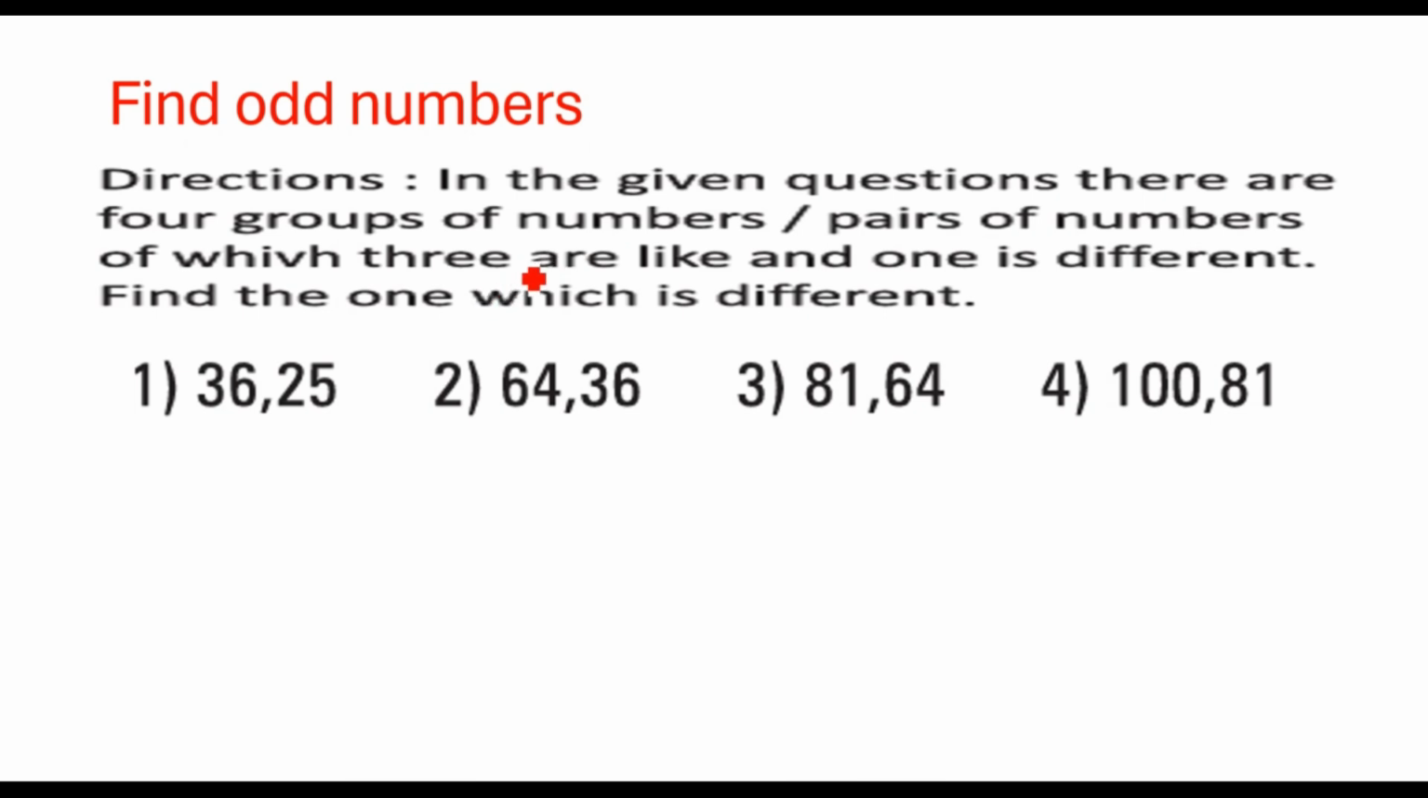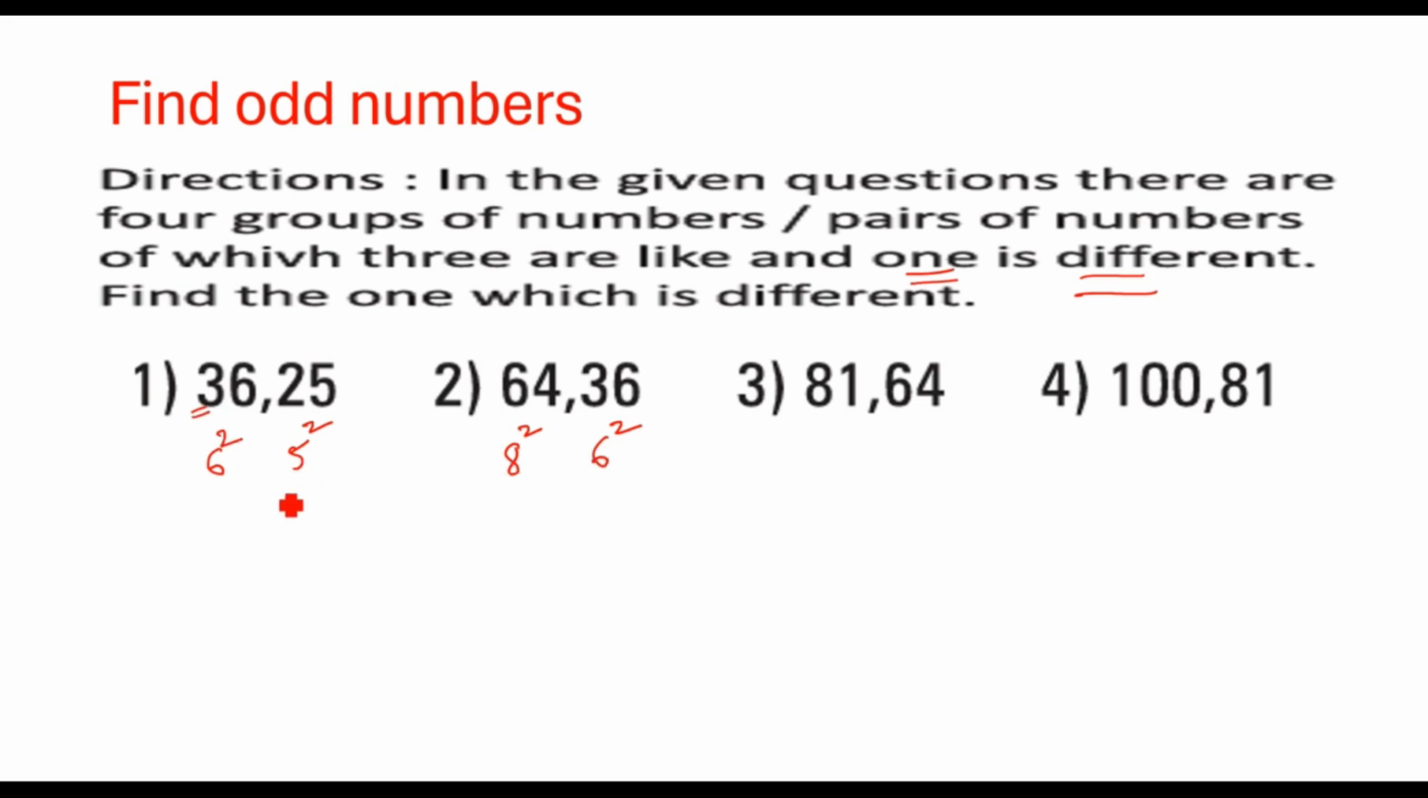Question 2 is again 4 options with pairs of numbers, and you have to find out which one is different. In what sense is it different? Let us see how it is going to be different. First, observe the numbers very closely. 36 and 25: I can write this as 6 square and this as 5 square. So both are perfect square numbers. 64 is 8 square and 36 is 6 square.